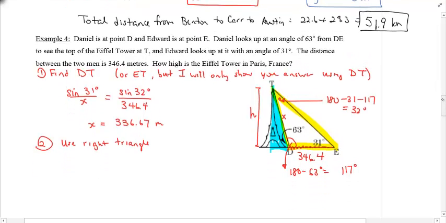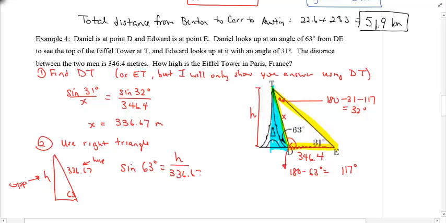And just use SOHCAHTOA. So let me just quickly draw out my right angle triangle. I want the height. This is 63, and this length is 336.67. So how about sine of 63 degrees, because I have the opposite side and the hypotenuse. So sine 63 equals the length of the opposite divided by the length of the hypotenuse. And then I think you can just solve for h from here.